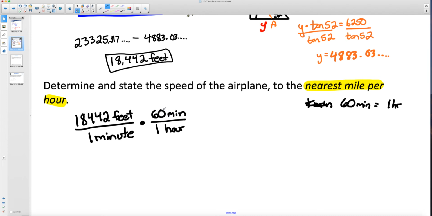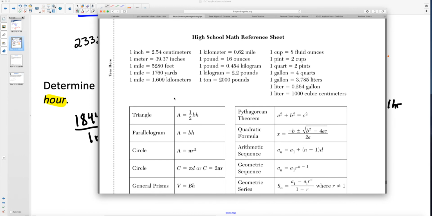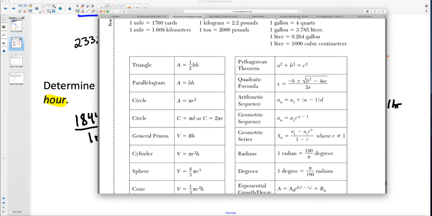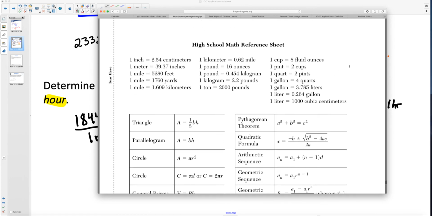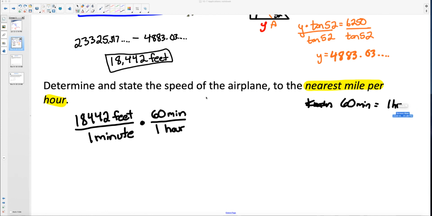Now for our conversion from feet to miles, you might not know that offhand, and I don't expect you do. Some of you might. You do get a reference sheet. So I'm going to pull up the New York State reference sheet for the regions so we can take a look. So here's the reference sheet with all of our conversions. You would get this on the Regents exam. We're looking up top here.